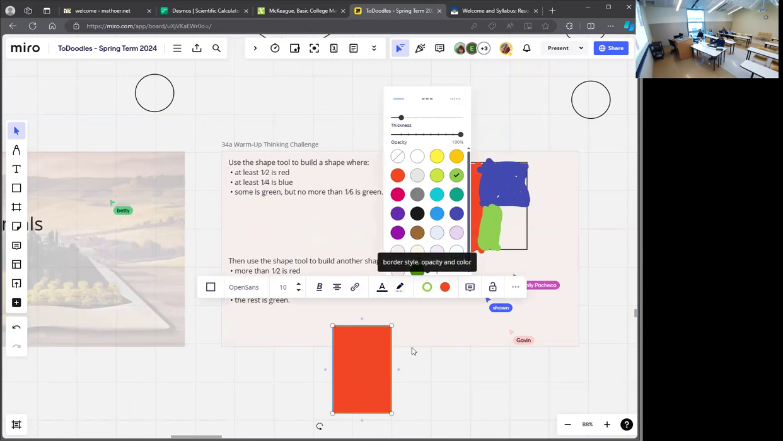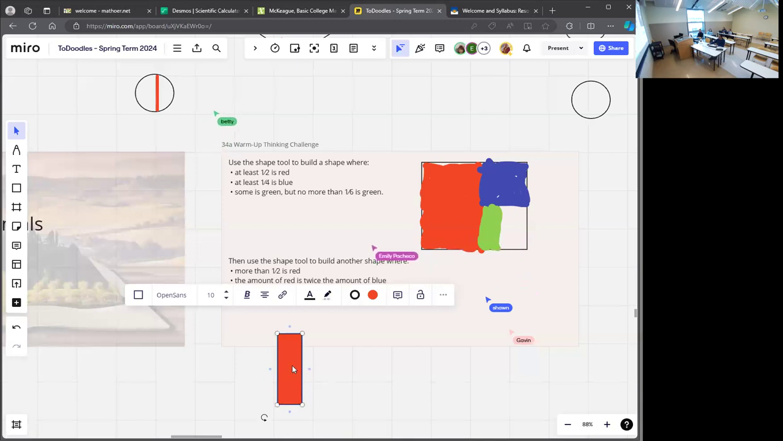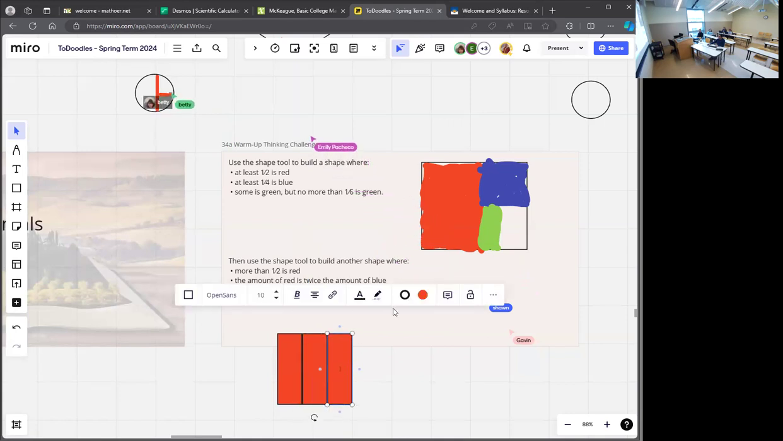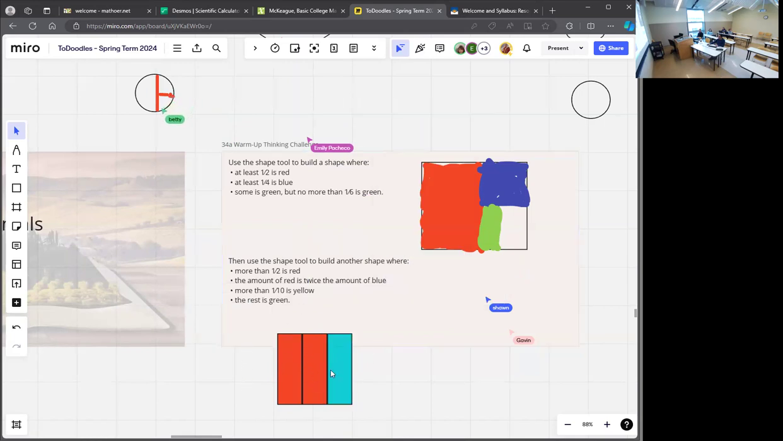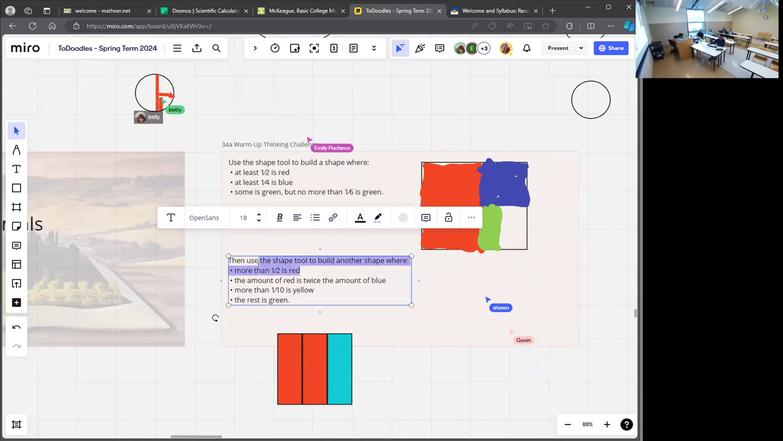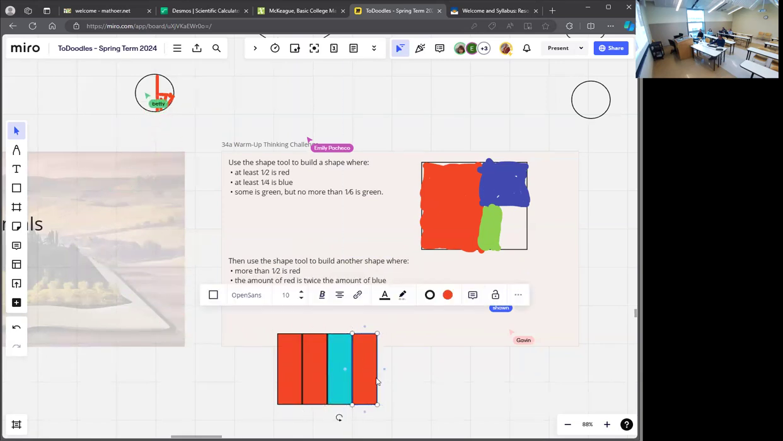So, let me see, make this black. Okay, so we want more than half of something red. And red is twice as much as blue, so I'm going to make a copy of my red rectangle. And I'm gonna make another copy of it, and I'm gonna change this one to blue. Okay, so now I have twice as much red as blue. So I've done this part, half is red, more than half is red, and red is twice as much. I need a little bit of yellow. So more than a tenth yellow.